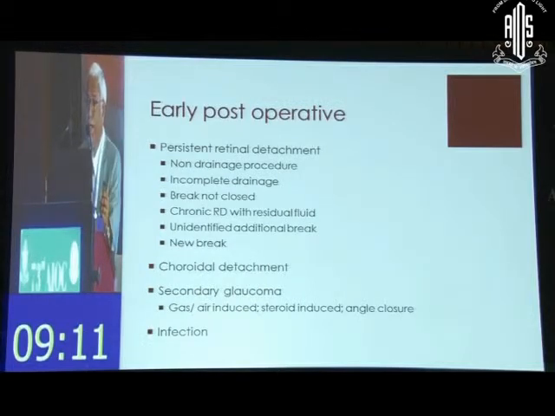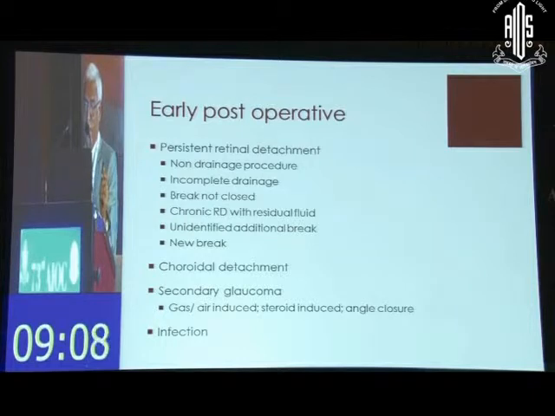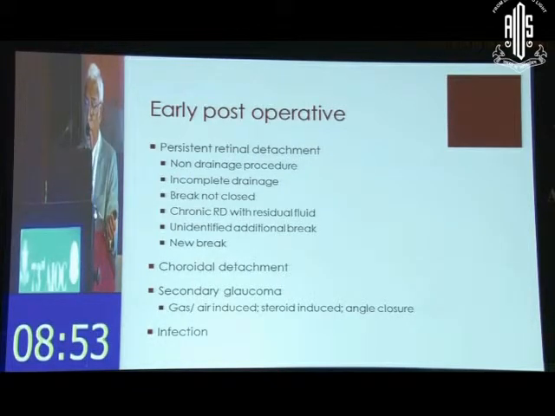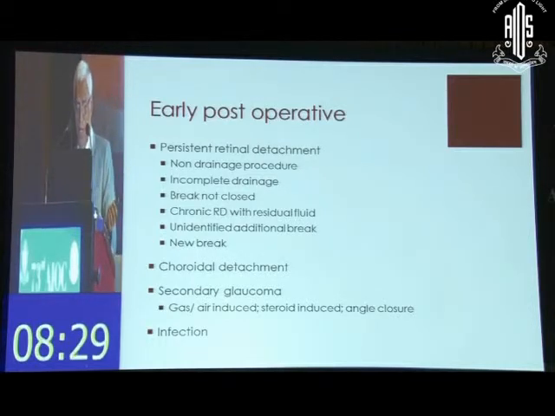In the early postoperative period, there can be persistent retinal detachment. Now, when there is retinal detachment present on the first postoperative day, that doesn't mean it's a failure of surgery. It could mean that there may be some fluid left behind during surgery, which will take time to clear, as in a case of a non-drainage procedure or incomplete drainage, or where the break is not closed on the first day, but it gets closed the second or third day. Or there is a chronic detachment with residual fluid, which may take sometimes even 6 months to clear. Or there is an unidentified additional break. So you need to be alert to this possibility that there is another break which you have missed during surgery. Look for it. Or a totally new break which has occurred, which is relatively uncommon, I would say; more common that you have missed the break.